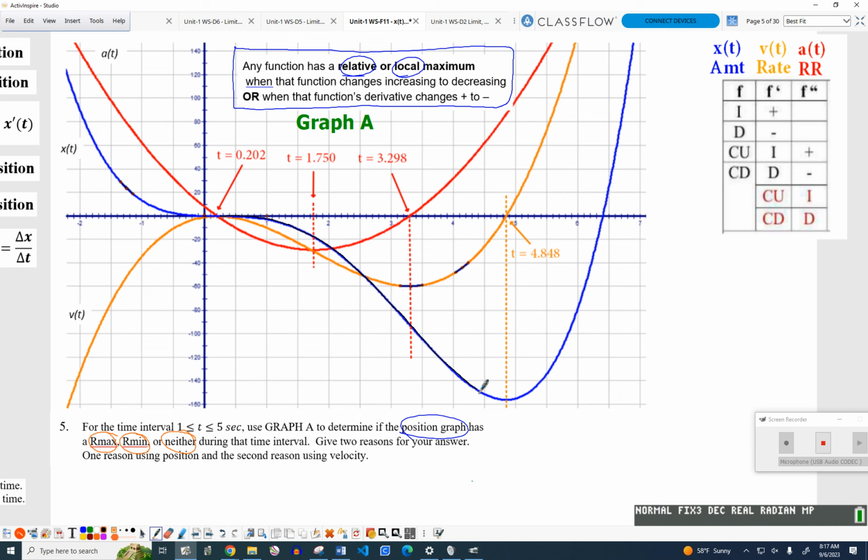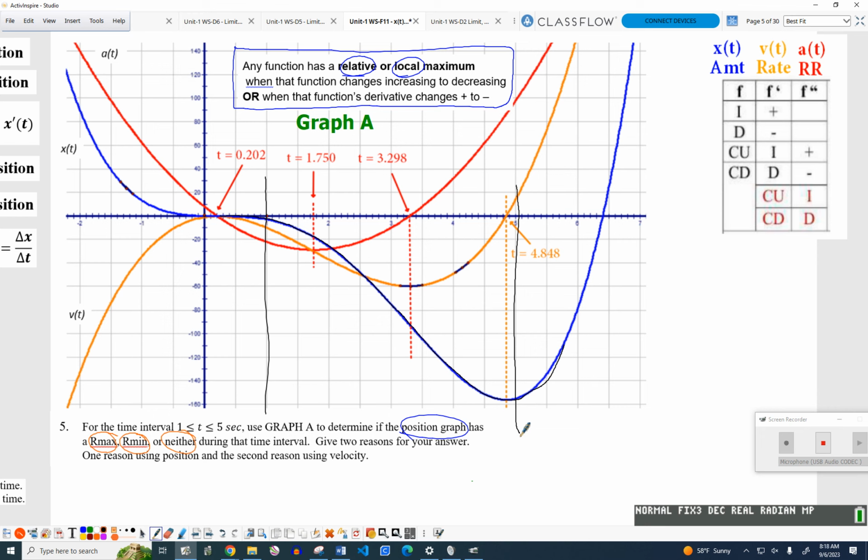Raise your hand, please, if you can see in this time interval from 1 to 5 if there's ever a spot on the position graph where the position graph changes from increase to decrease. Raise your hand if you can see that. It's not supposed to be hard, it's supposed to be easy. Let's go, Trey. Sorry, what was the question?